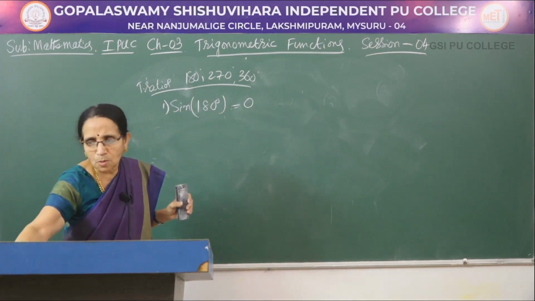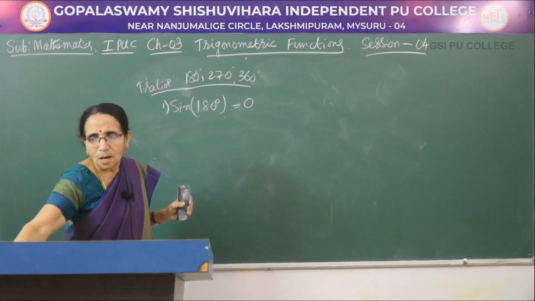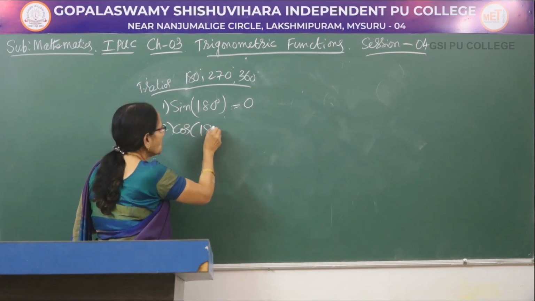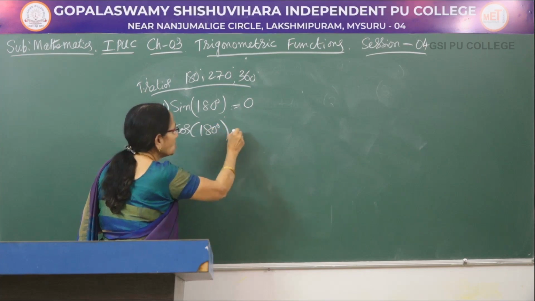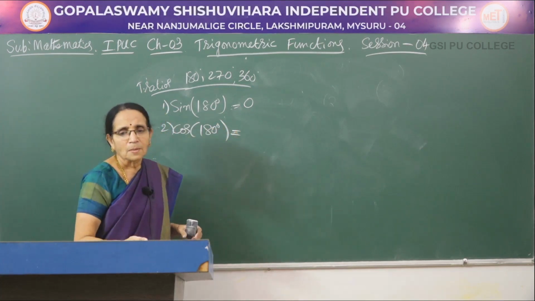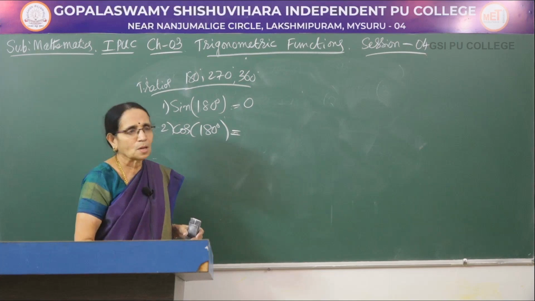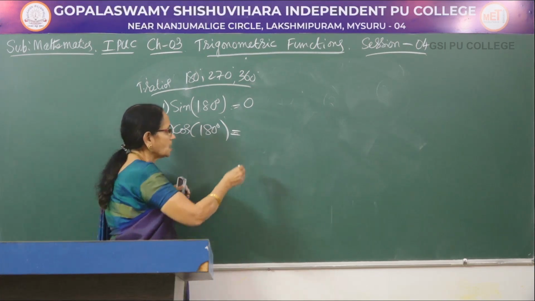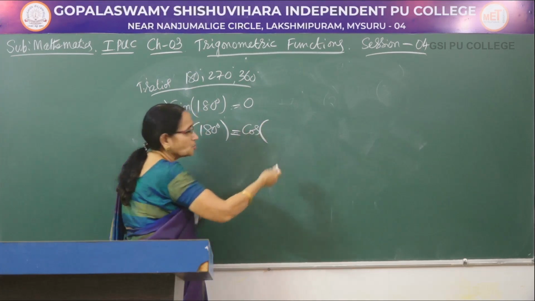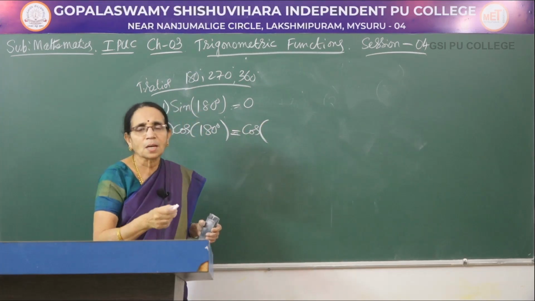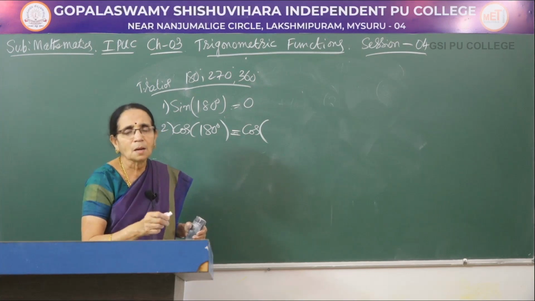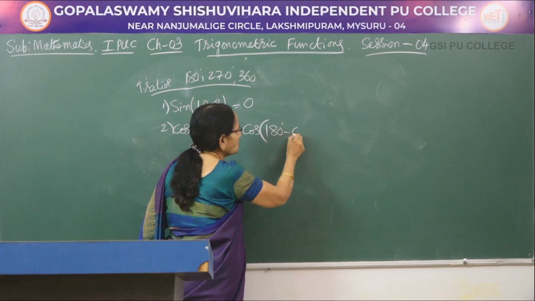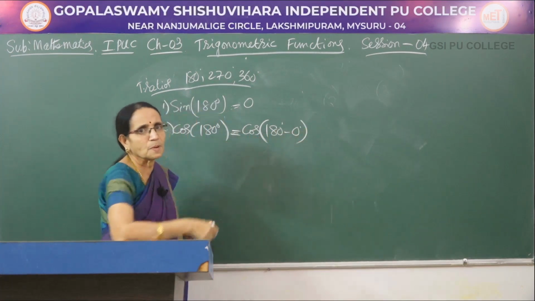Next, we move on to the next ratio, that is cos of 180. I am discussing only the first three ratios, sin, cos and tan, because the others would be the reciprocals of these values. Cos of 180 degrees, you can write it in the same way. Just now I told you, you can write 180 minus 0 or 90 plus 90. Both of them need not be written; I have shown both for the previous one.